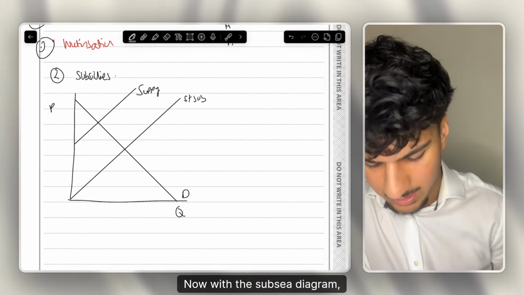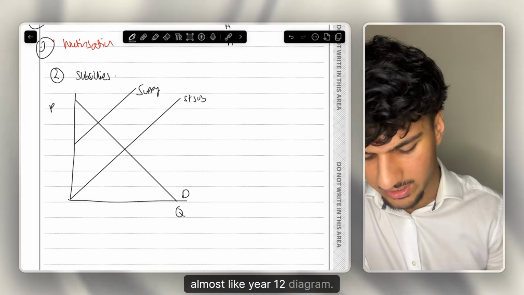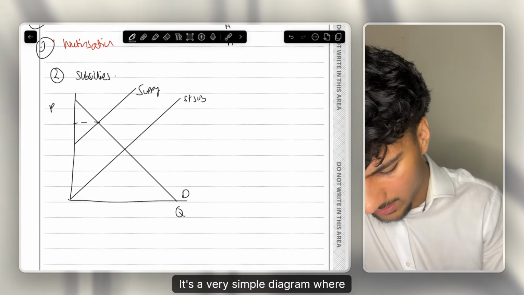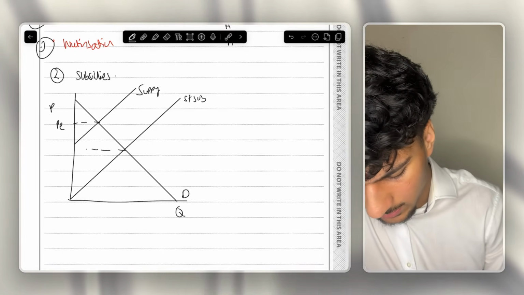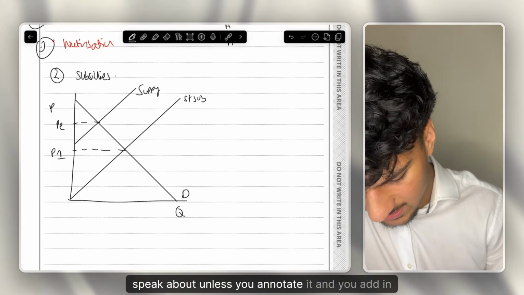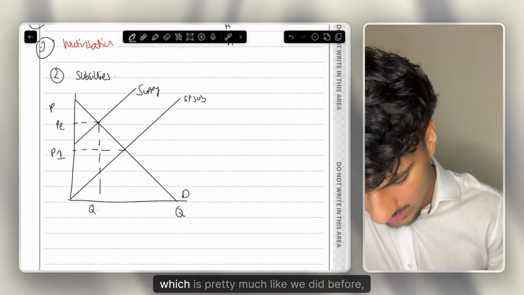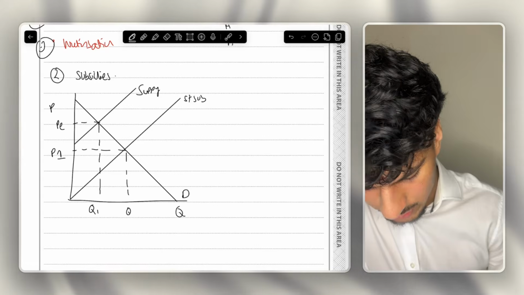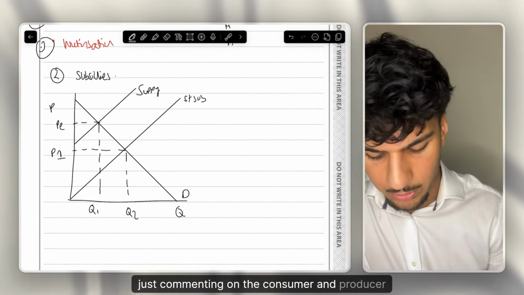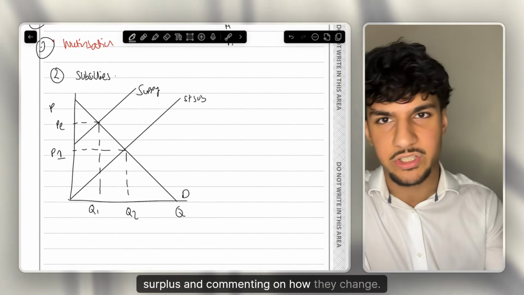Now, with the subsidy diagram, like I said, it's almost like a year 12 diagram. It's a very simple diagram where there's not much you can really speak about unless you annotate it and add in the points, which is pretty much like we did before, just commenting on the consumer and producer surplus and commenting on how they change.